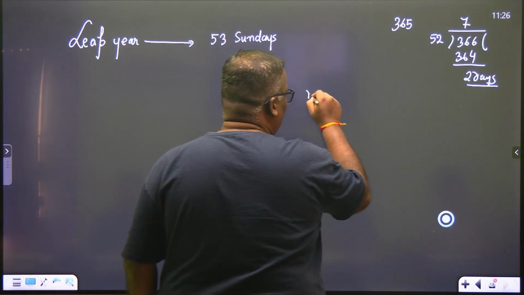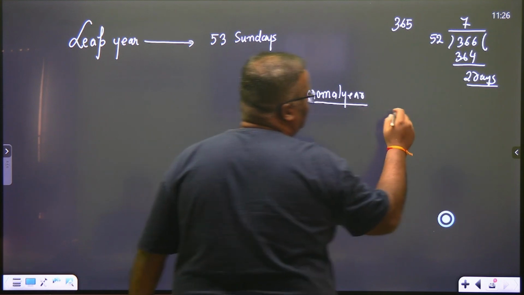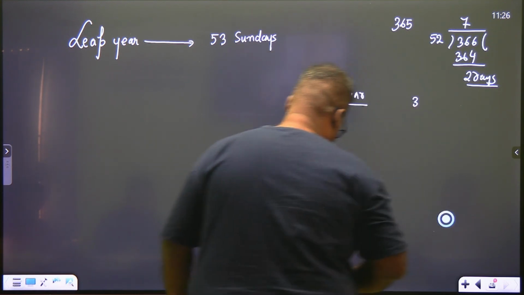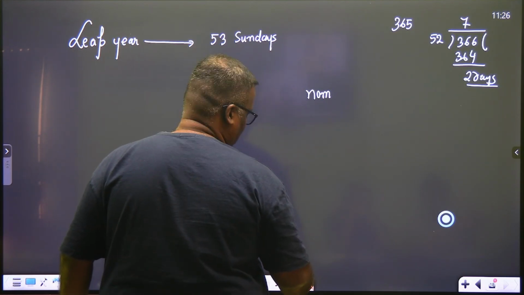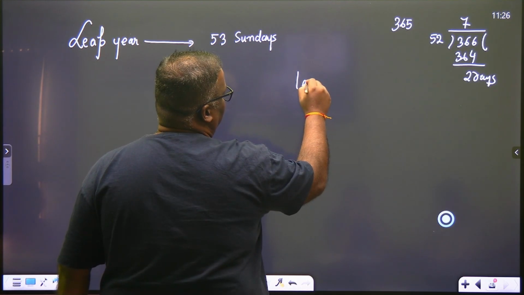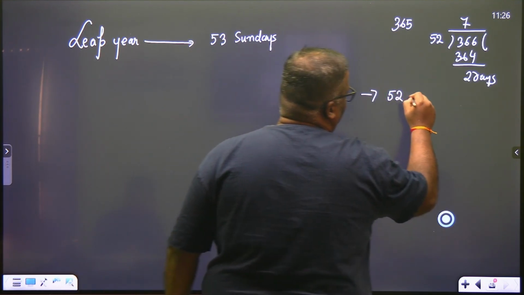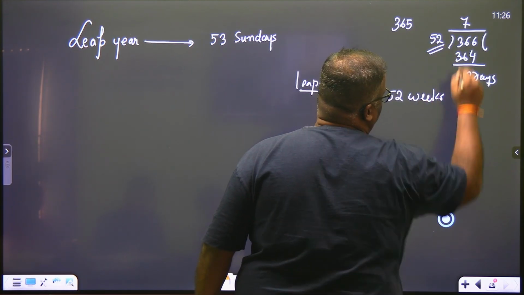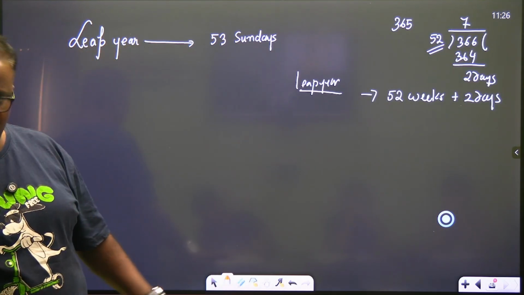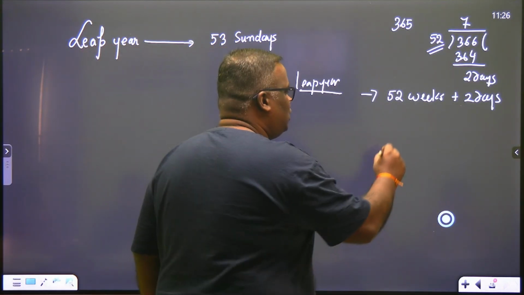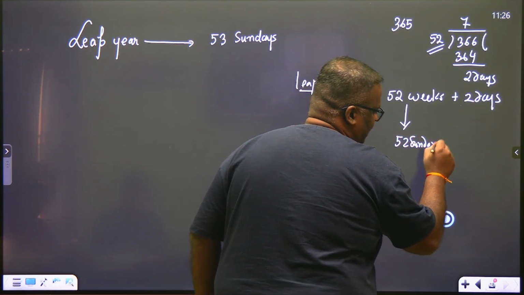So if I have a normal year, problem ko samjhiye. Let's say, if I take a leap year, then in this leap year, one thing is guaranteed, that there will be 52 weeks, which is this, plus 2 days. Do you agree or not? Right? 2 days. In this 52 weeks, 52 Sundays are guaranteed.